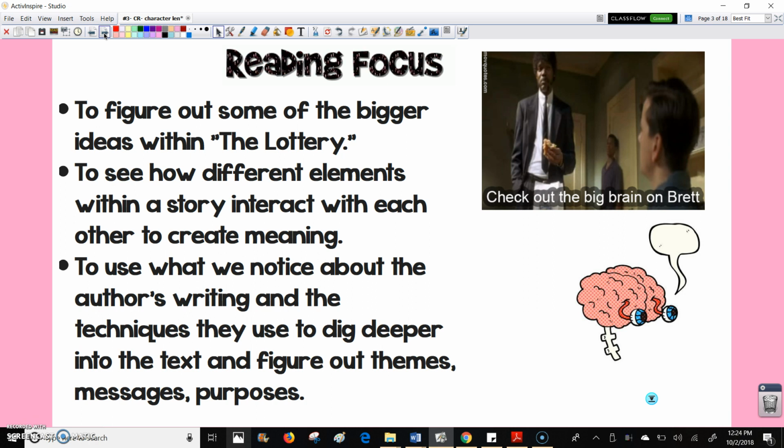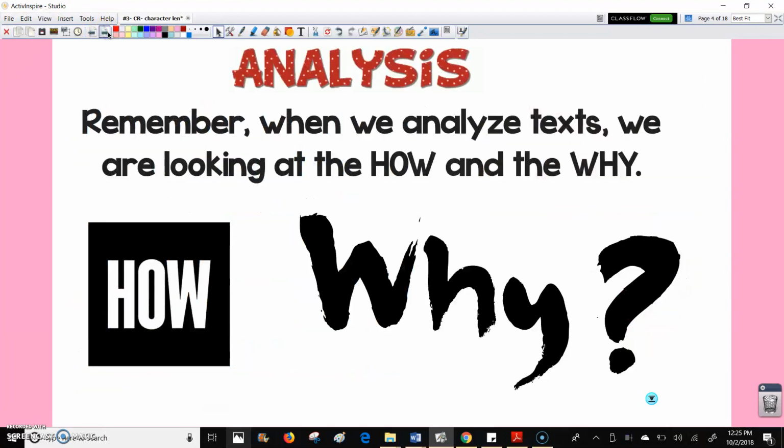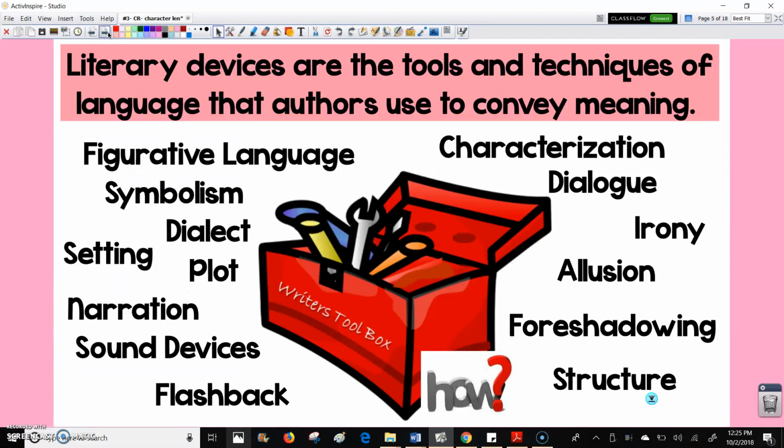Our final focus is that we're trying to notice, as we often do in ELA, the author's writing, the author's craft. How is the author using different techniques that help us, the reader, dig deeper into the text and figure out the themes and messages? So remember, when we analyze text, we are always looking at the how and the why. Those are the two deeper analysis questions. How did the author do that, and why did they do it?